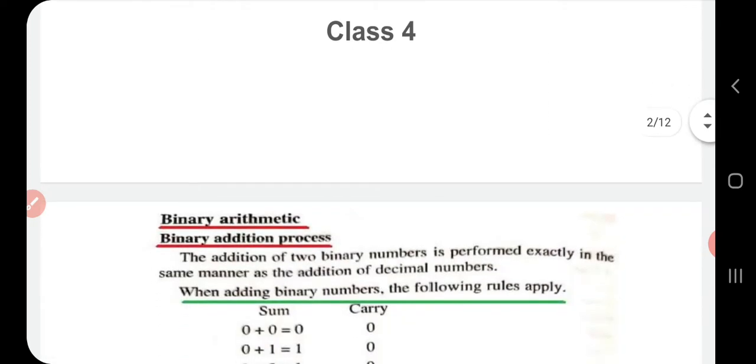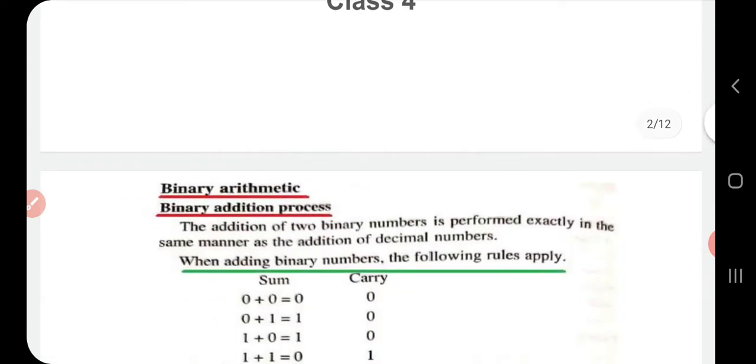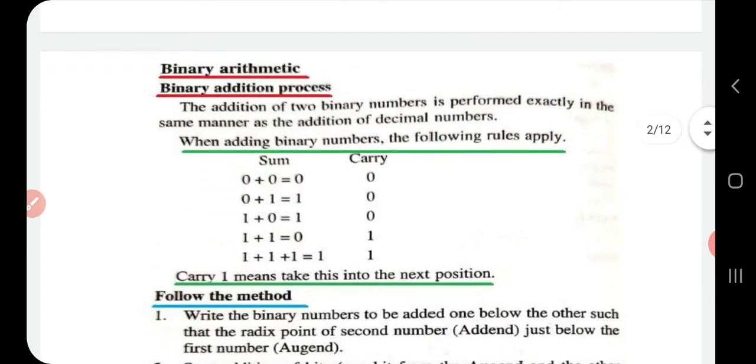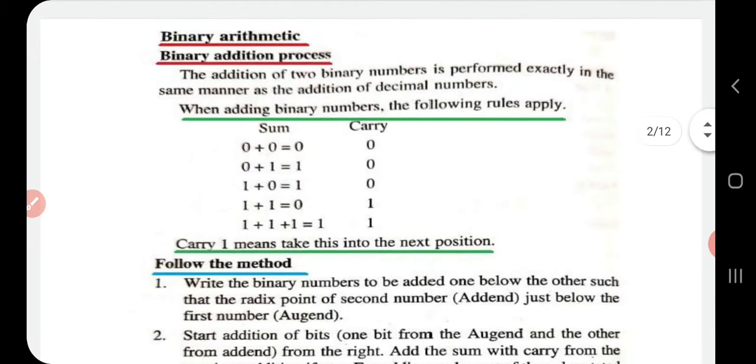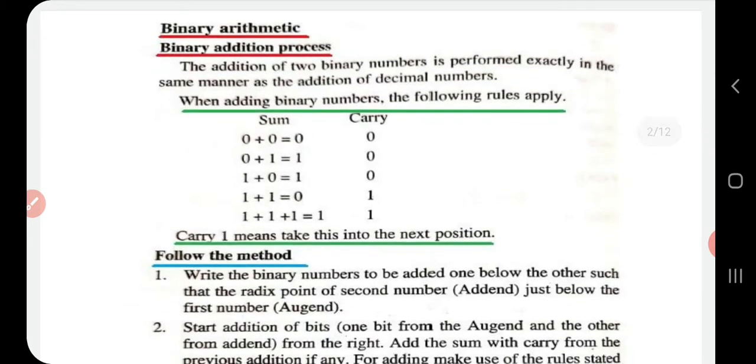Okay, now today we will learn about binary arithmetic, some basic rules behind binary addition. So you just have to study the rules. There is no need of studying all this theory part, just because in this session you will be given problems mainly. Okay. So this is the addition rule.